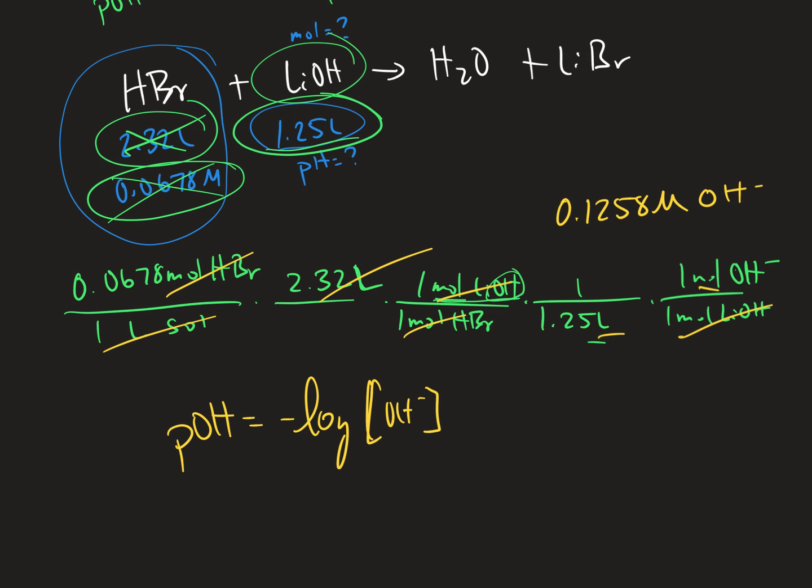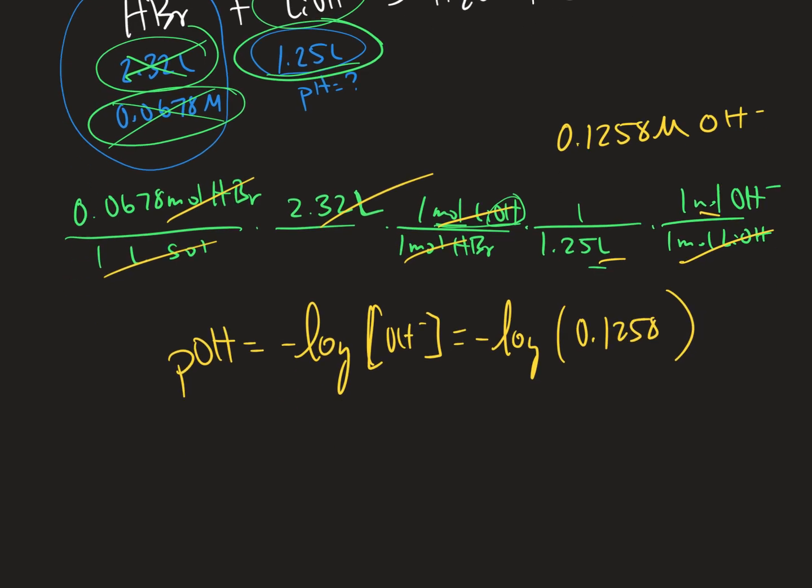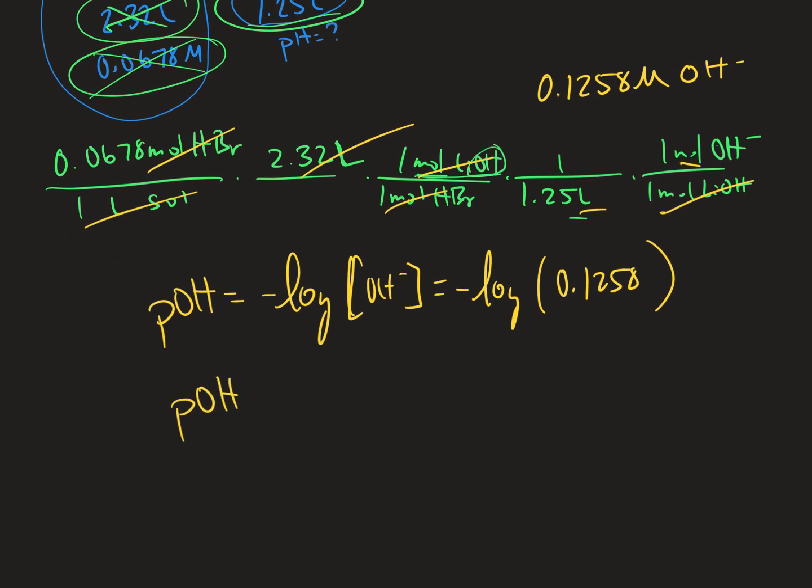Am I going too quickly, or are you following me? And I know it's a lot of steps. Questions? Okay? So that's going to be negative log of 0.1258. And that's going to give us a pOH of 0.9. And the pH is what we're looking for. That's 14 minus the pOH, 13.1.